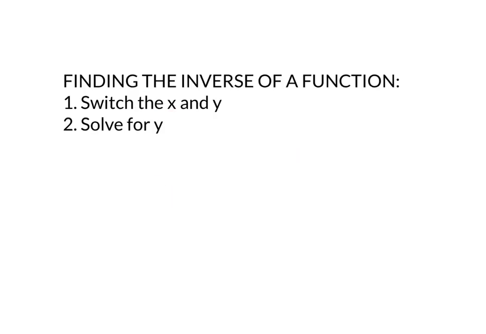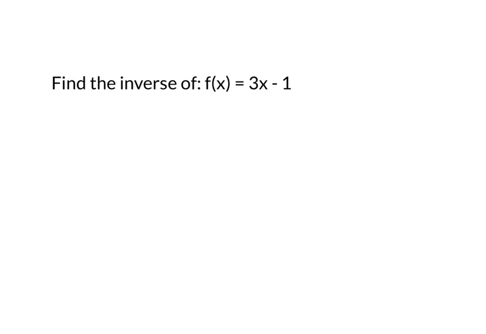Now, if we're going to find the inverse of a function that looks like an equation instead of a set of ordered pairs, it takes 2 steps and 2 steps only. We're going to take one of the weirdest steps you ever do in math. We're going to take the x's and y's and just switch them, and then we're going to solve for y. So 2 steps: switch the x and the y, solve for y. Here's what it looks like.